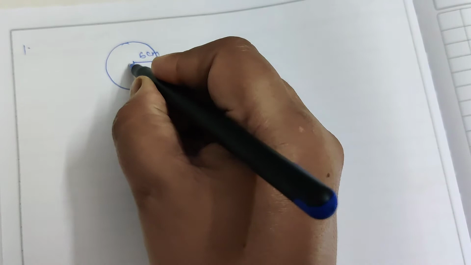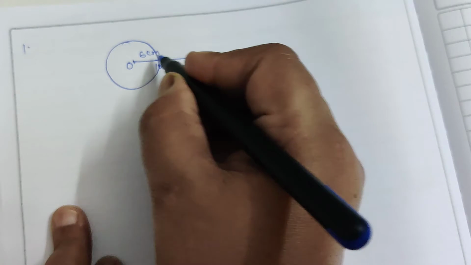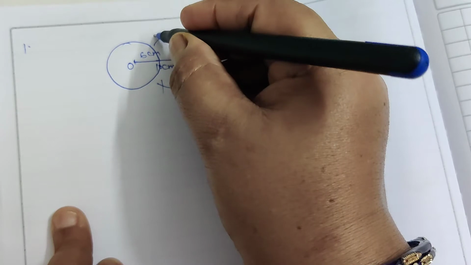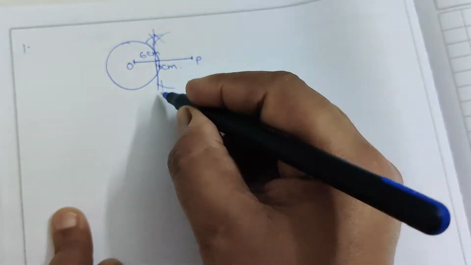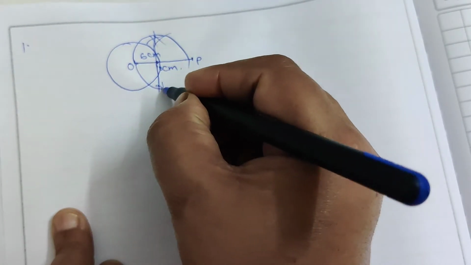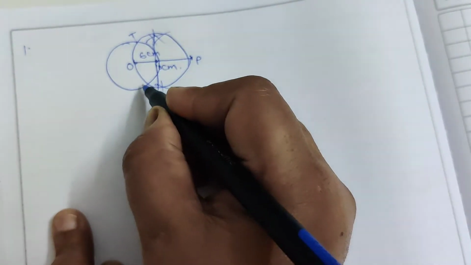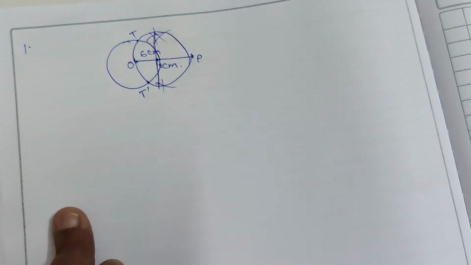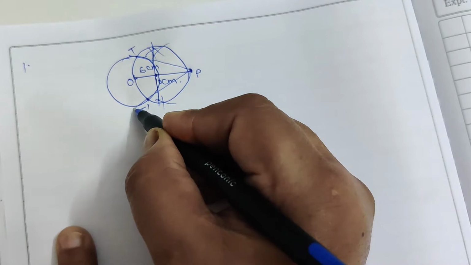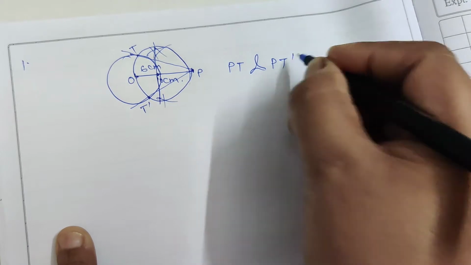The construction here: the center is O and this point is P. Now perpendicular bisect the line OP. So we have to construct the perpendicular bisector of this. Now taking this as center, draw a circle. This circle intersects the previous circle at the points T and T dash. Now join P to T and P to T dash. These are the two tangents PT and PT dash.